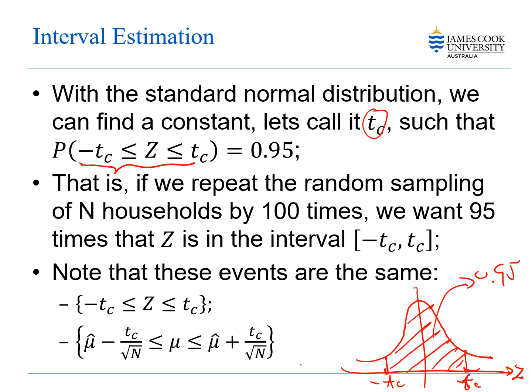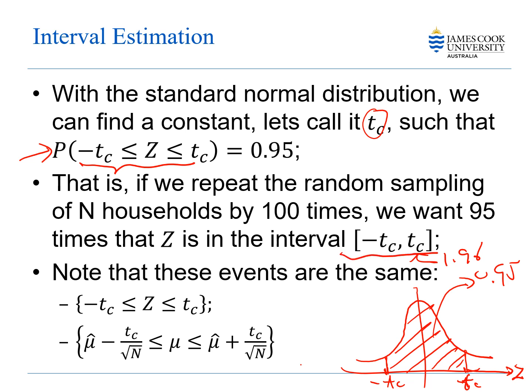Because this is the standard normal distribution, we can calculate, say, using R or checking the statistical tables, and we find that this TC is 1.96. So basically what we're doing here is, if we repeat the random sampling of n households 100 times, then we should find that 95 times Z will be located in this interval.